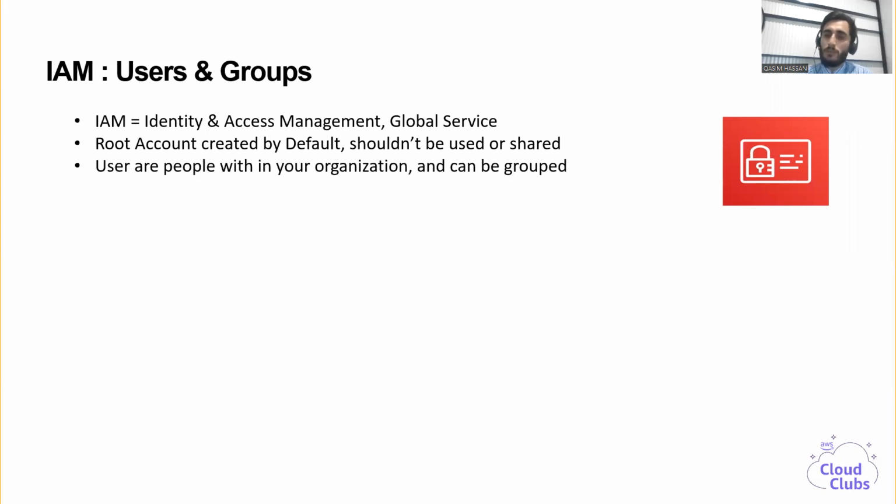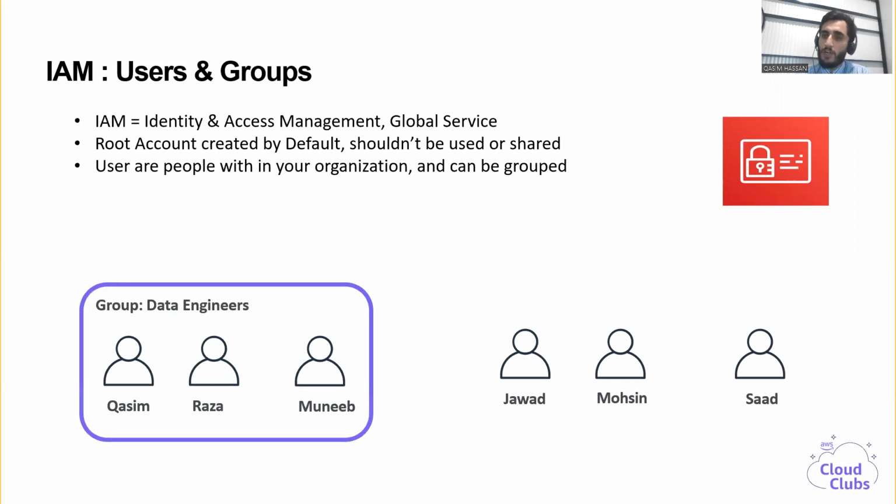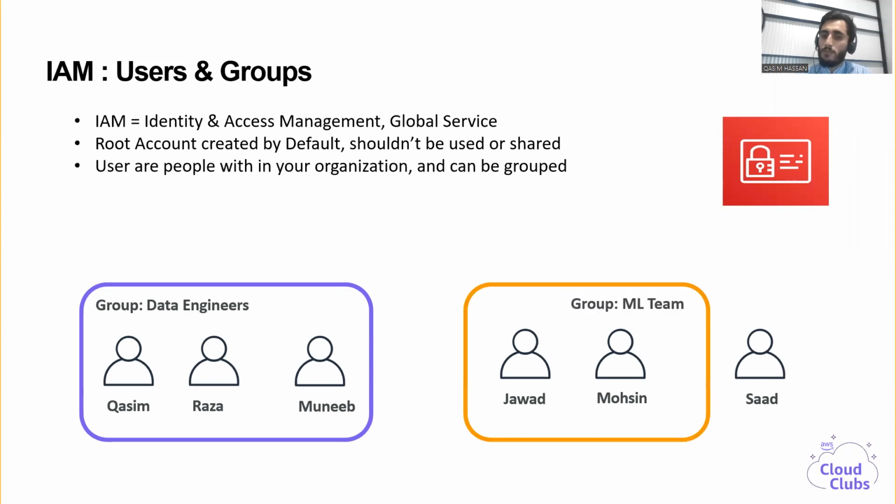Generally, a user represents a single person within an organization and that can be grouped. Let's say we have Qasim, Raza, Munib, Jawad, Mohsin, and Saad working in an organization. Qasim, Raza, and Munib are data engineers, so they are grouped together as data engineers. While Jawad and Mohsin are machine learning engineers, so they are grouped together as the ML team.